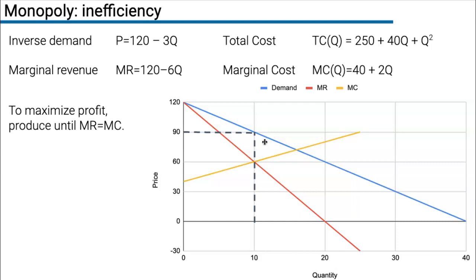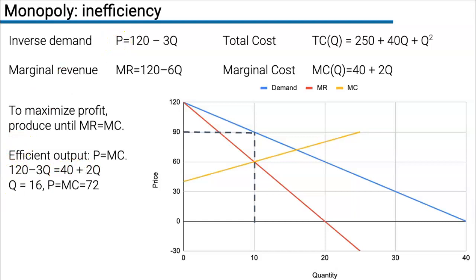But if we ask ourselves, what is the efficient output here? Efficiently, it would make sense to produce as long as the amount that buyers are willing to pay, the demand price, which belongs to the blue line, exceeds the cost of producing the additional unit of output. So it would be efficient to produce to the point where price, that means the demand, and marginal cost intersect. That intersection takes place at the quantity that solves inverse demand equal marginal cost. So that corresponds to quantity of 16 and marginal cost equal to the price equal to 72. Let's mark that on the graph.